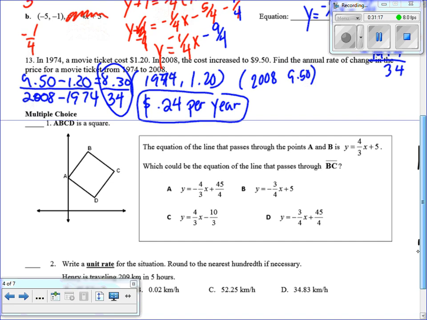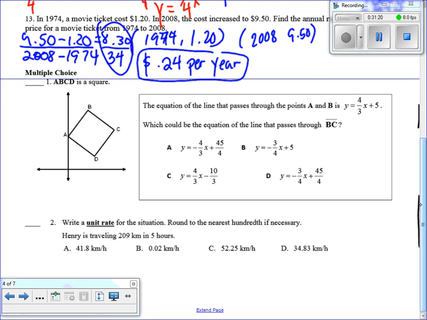Okay. On the multiple choice part. So it's the equation of a line that passes through the points A, B is 4 over 3 x plus 5. Which equation could be used to find BC? Now we know this is a square, so we know that squares meet at right angles. So we know that these two lines are perpendicular. So the line of BC will have a slope that is perpendicular to this one. So instead of 4 over 3, our slope is going to be negative 3/4.